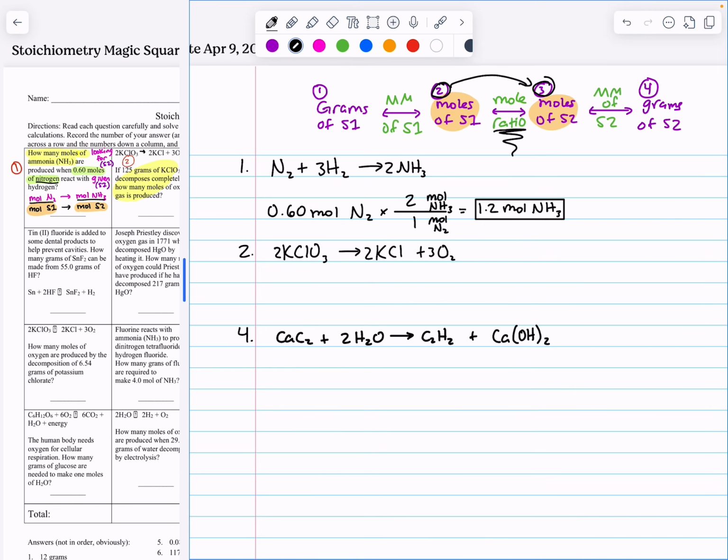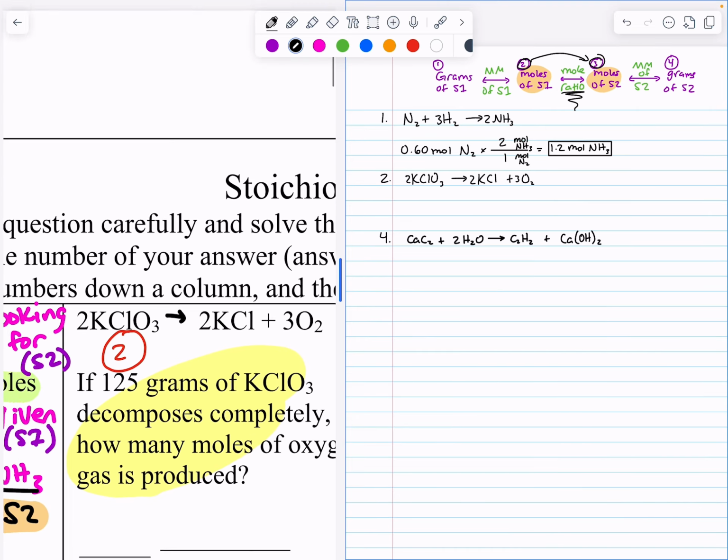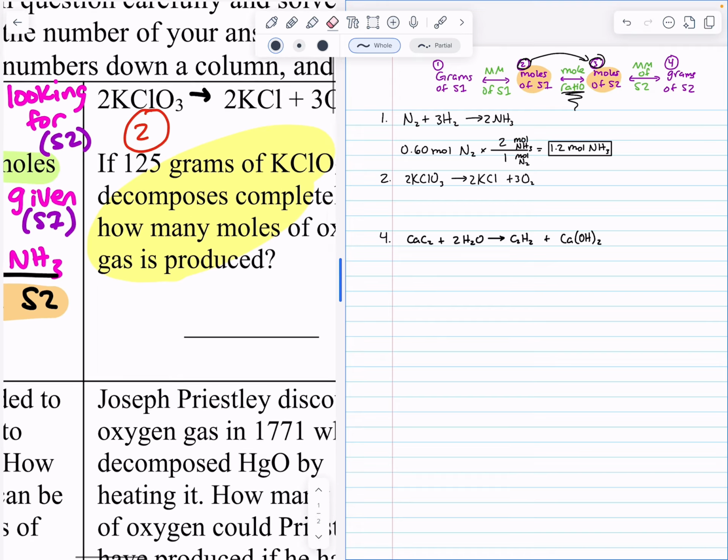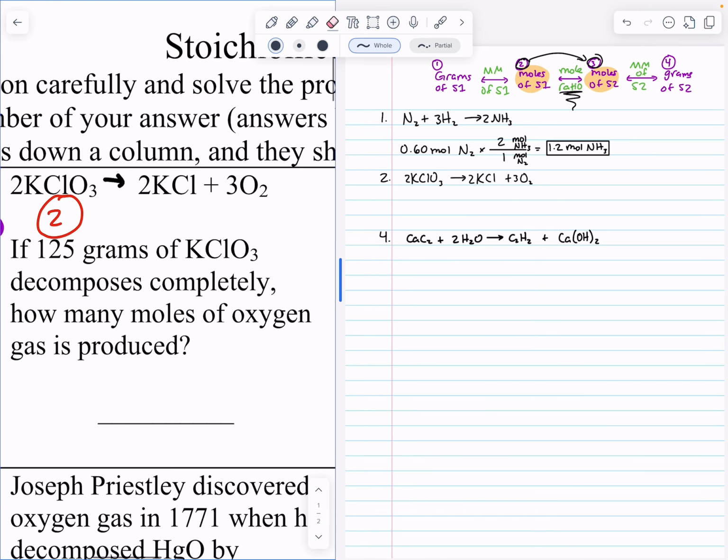Okay, number 2. It gives us the chemical reaction, so we don't have to worry about that. Let's just focus on what it's asking. Remember, all we care about is what we're looking for and what we're given. It says, if 125 grams of KClO3 decomposes completely, how many moles of oxygen is produced? What's the number? 125 grams of KClO3. This is my given. Everyone should know that this is my given. It's the only thing in the problem.